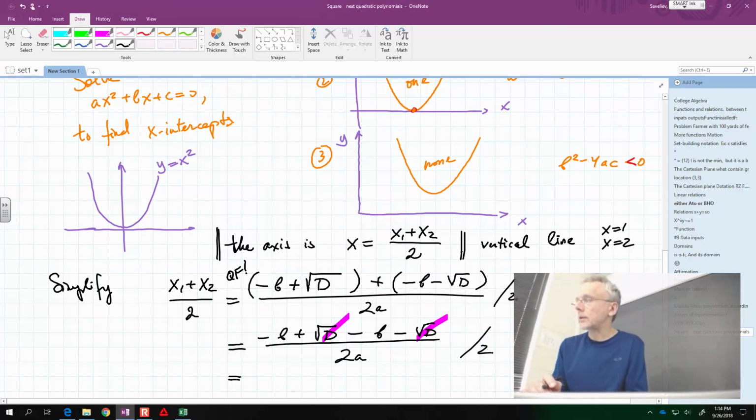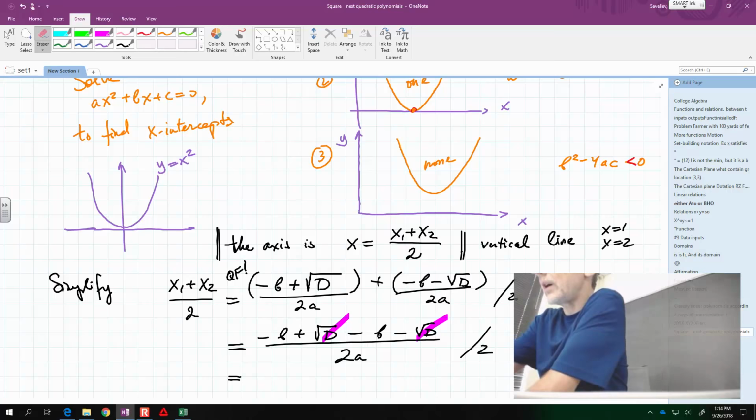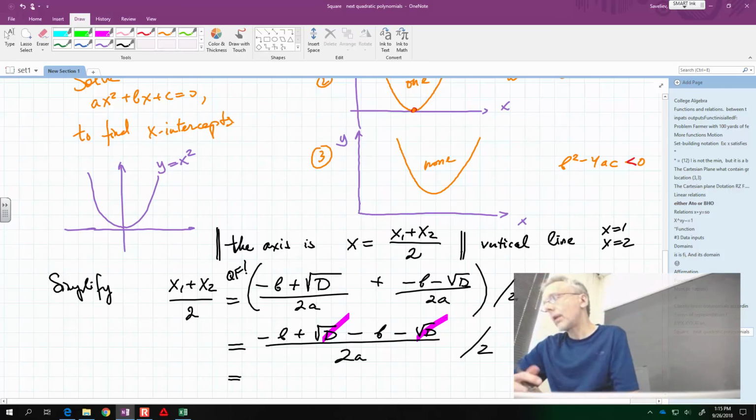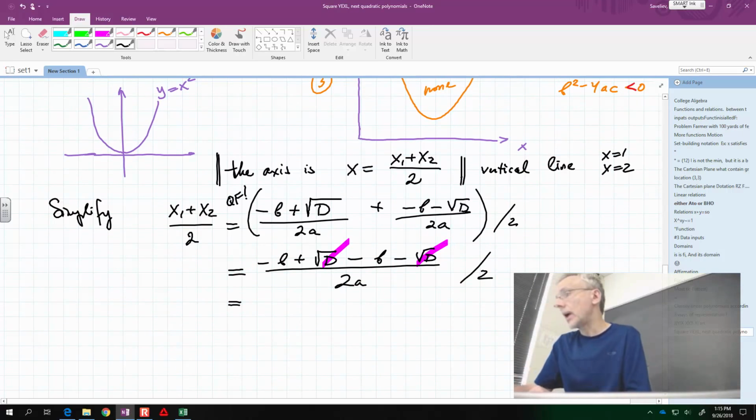Okay, that's better. So every expression, maybe I just was rushing too fast. Let me do it more carefully. So over 2a, over 2a. These are the two x-intercepts or roots of the polynomial. Okay, I add them together and divide by 2. Then I do common denominators. That's how I have 2a. Then I cancel d, and what I end up with is negative b over 2a.